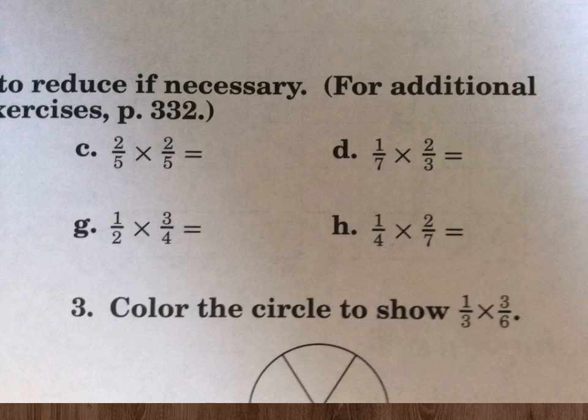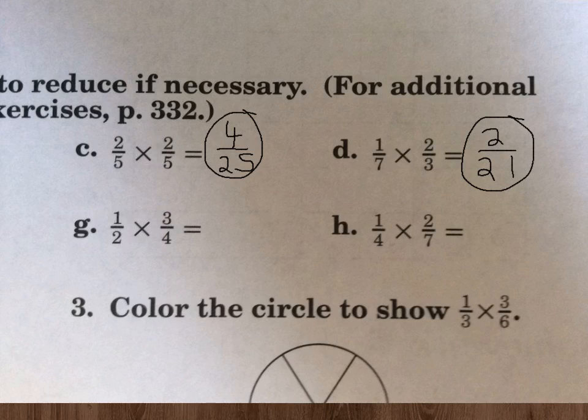C. 2 times 2 is 4. 5 times 5 is 25. And that can't be reduced anymore, so that's our final answer, 4/25. D. 1 times 2 is 2. 7 times 3 is 21. Again, that can't be reduced anymore, so that's our final answer.